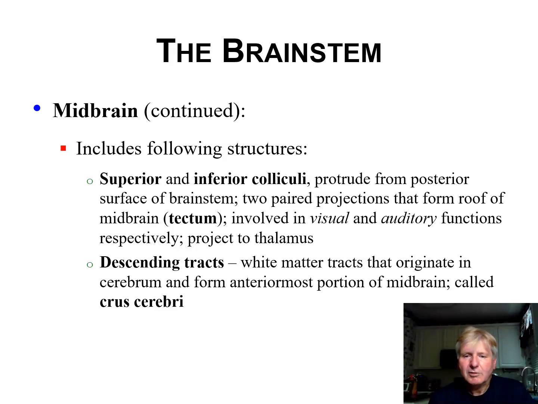threat or danger. And then also located in the midbrain are the descending tracts. Remember, all descending tracts are considered motor. So these are white matter tracts that originate in the cerebrum, and they form the anterior-most part of the midbrain. This is called the crus cerebri, which are basically the corticospinal tracts.